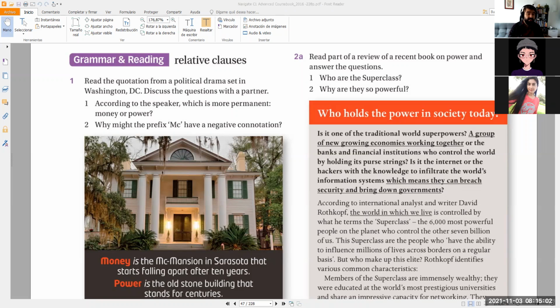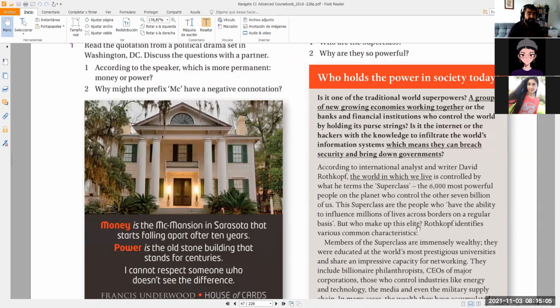And they actually are specific regarding more or less how many people we're talking about, right? There is a number, right? Yes, around 6,000 people. So in general terms, they would say that this is like 6,000 powerful people who control the other 7 billion of us. You see, so there you go. That they are who we could call the superclass.